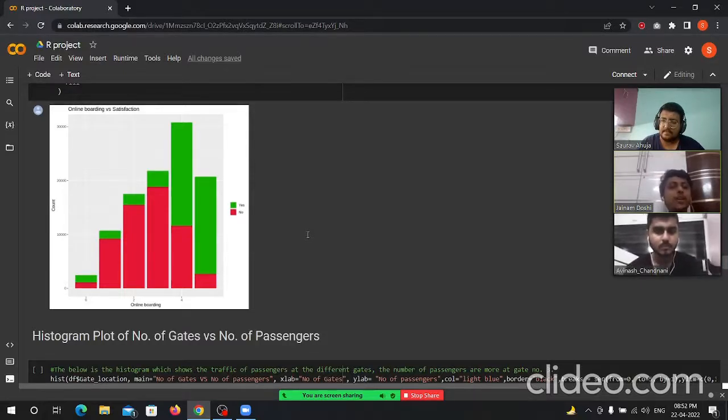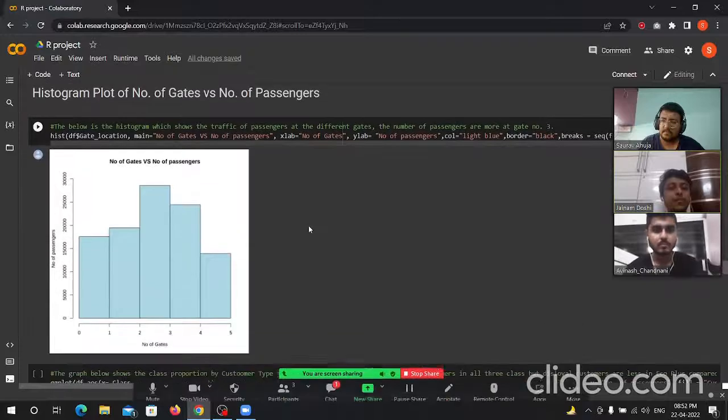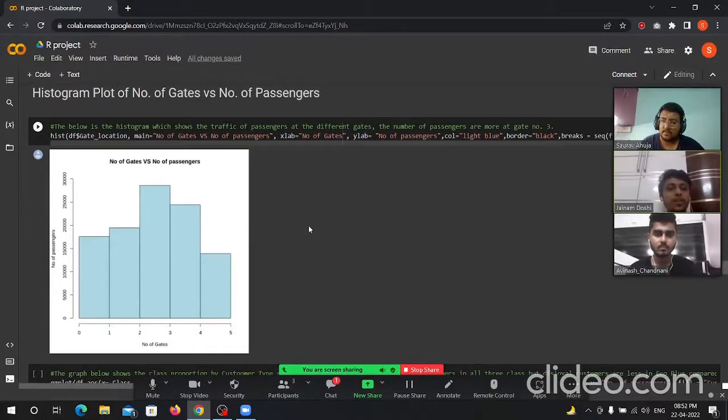Next is the histogram plot of the number of gates versus the number of passengers. From this graph, we get the insight that there is traffic of passengers at each and every gate, and the traffic of passengers at gate number 3 is the highest.